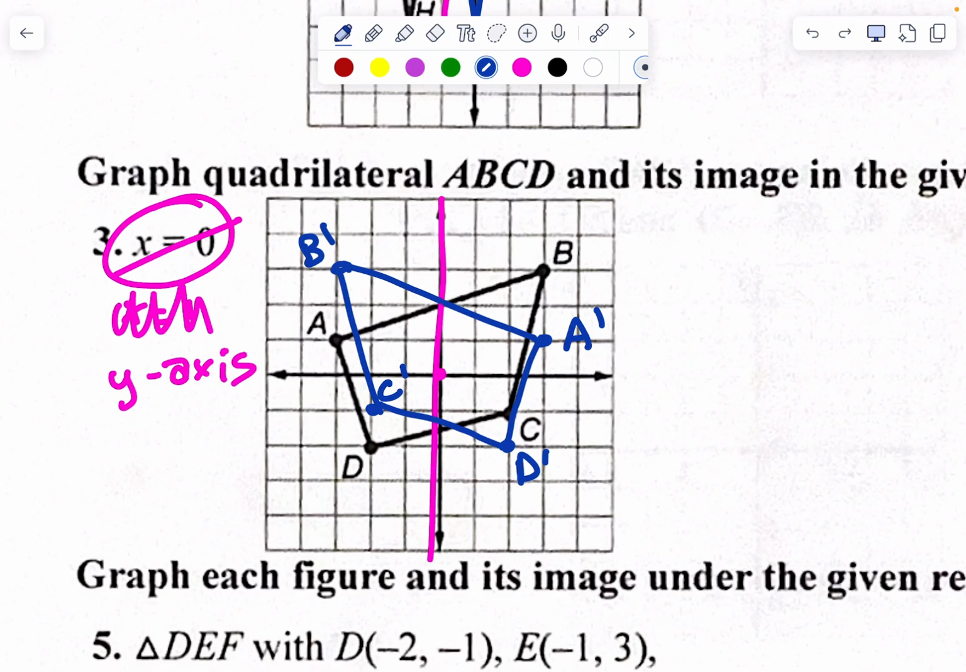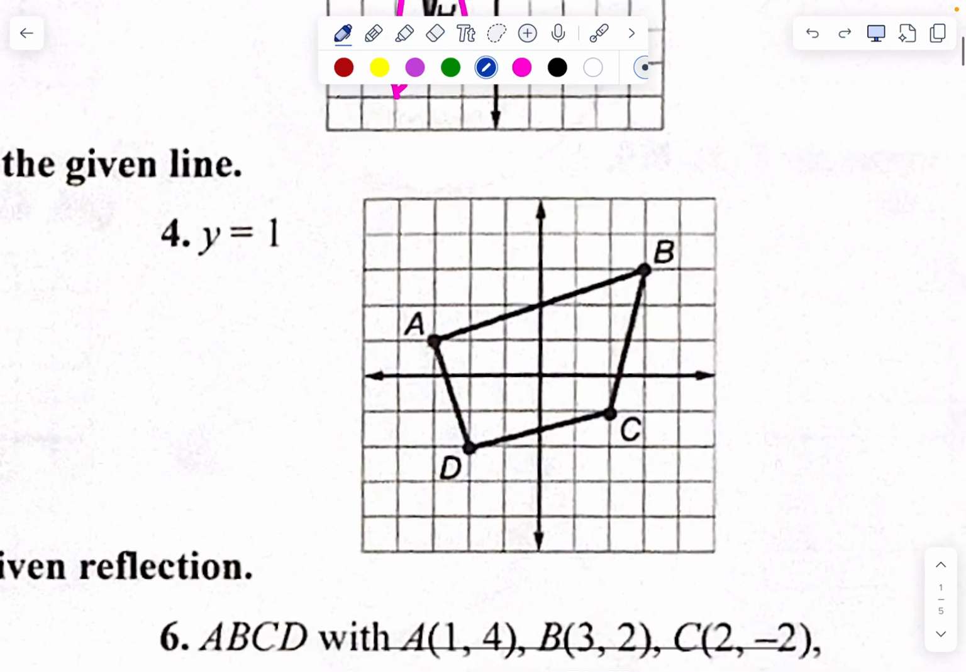I just see two walls. These are intersecting planes, by the way. Two planes that are intersecting. Okay, that's 3. Number 4: y equals 1.